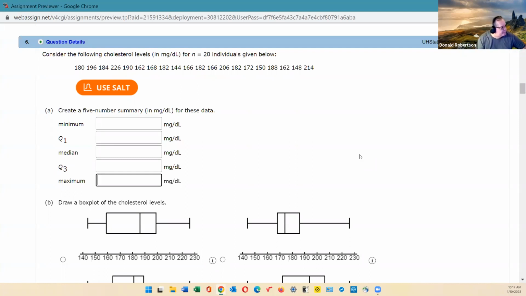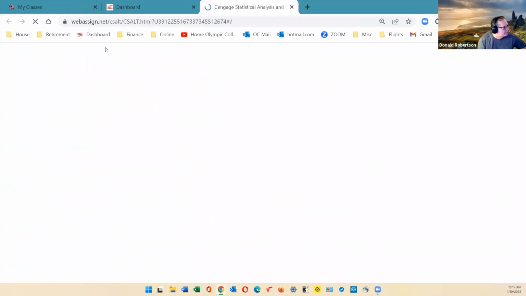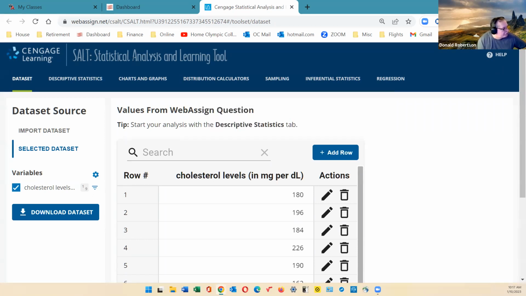Right? So this might not work with Zoom. In other words, I may have to do some switcheroos, but let's find out. I'm hitting use SALT. Oh, good. It looks like it's working. Are you looking at a thing that says SALT and it's blue and there's a lot of numbers?